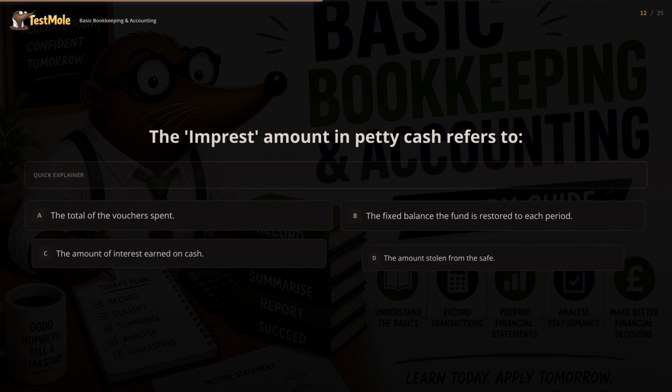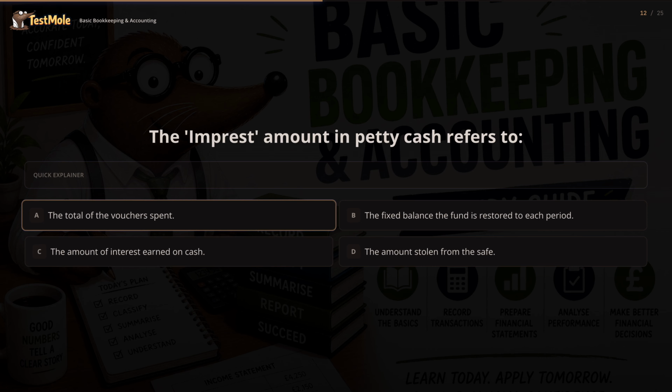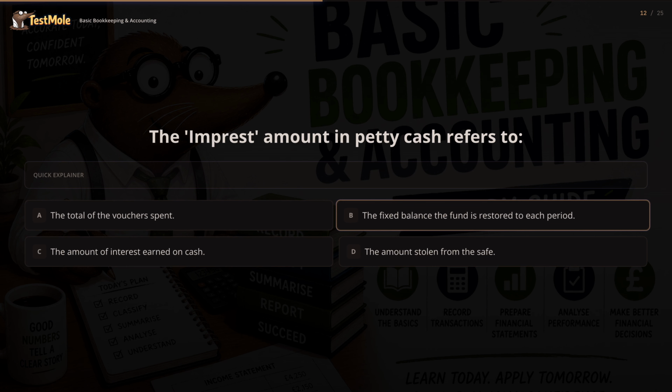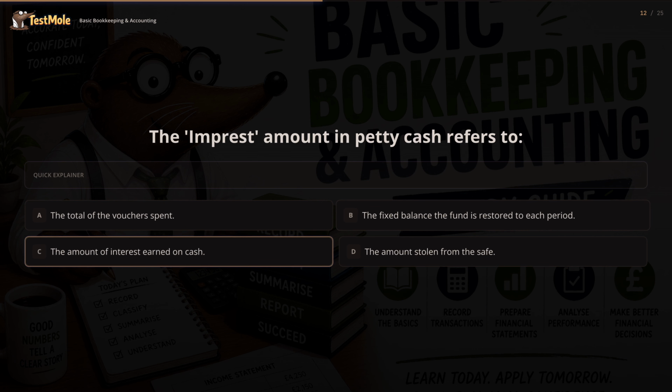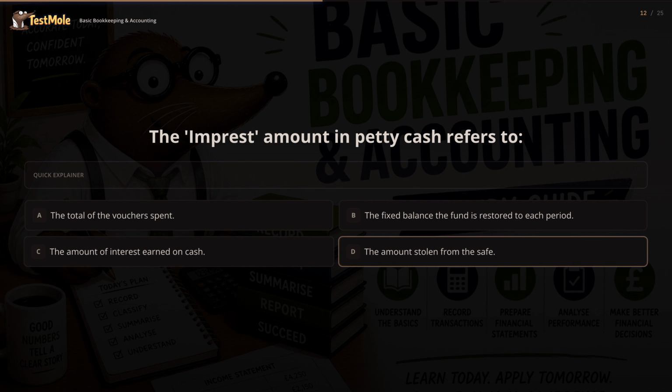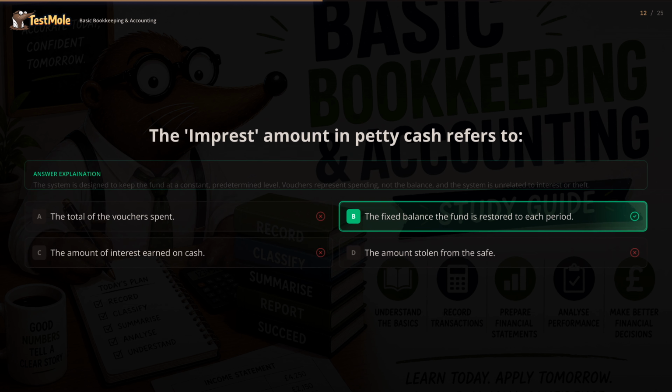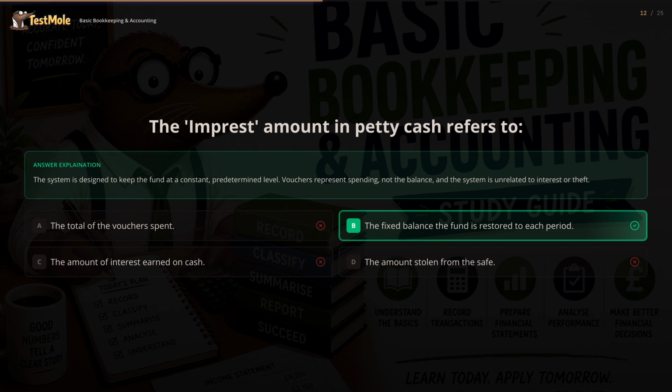The options are A. The total of the vouchers spent. B. The fixed balance the fund is restored to each period. C. The amount of interest earned on cash. D. The amount stolen from the safe. The answer is B. The system is designed to keep the fund at a constant, predetermined level. Vouchers represent spending, not the balance, and the system is unrelated to interest or theft.